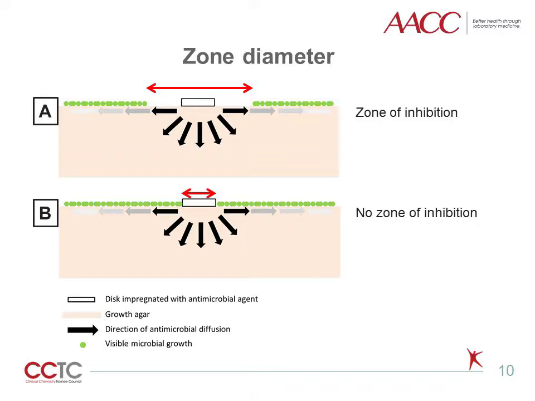From the gradient created by the diffusion, a zone of inhibition forms depending on the susceptibility of the organisms, as shown in panel A. The zone of inhibition is measured in millimeters. Some resistant strains can actually grow up to the disc, as shown in panel B. In these cases, the zone is typically reported as the diameter of the disc, usually 6 mm, but some laboratories may report as 0.